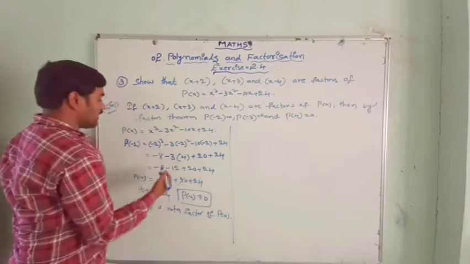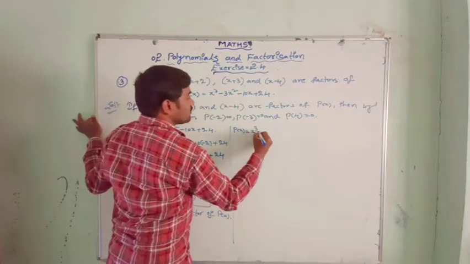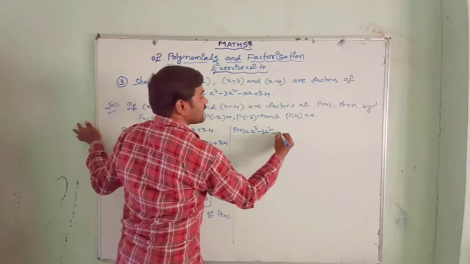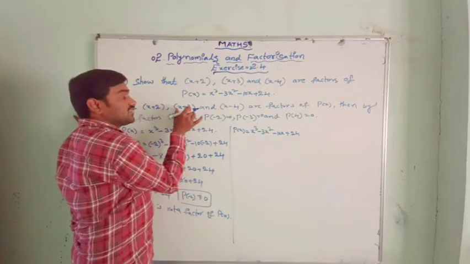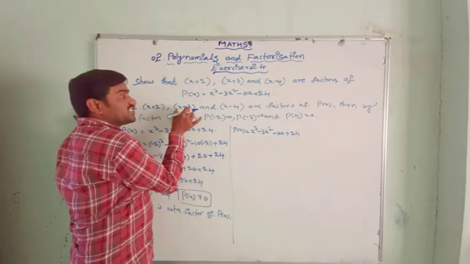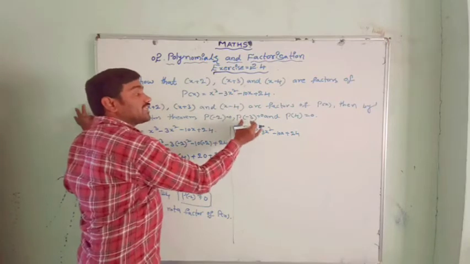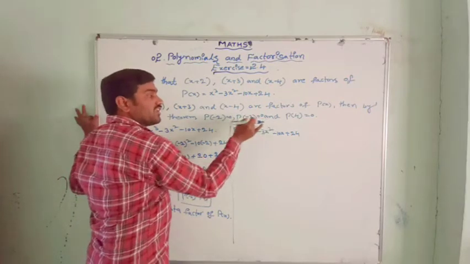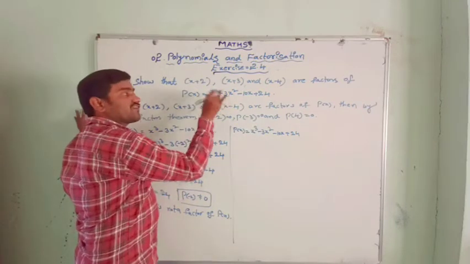Now next we have to see one more. P of x equal to x cube minus 3x square minus 10x plus 24. In this we have to take x plus 3. To check whether x plus 3 is a factor of this given polynomial or not, we have to get p of minus 3 equal to 0. If p of minus 3 equal to 0, then only this x plus 3 is a factor of the given polynomial.